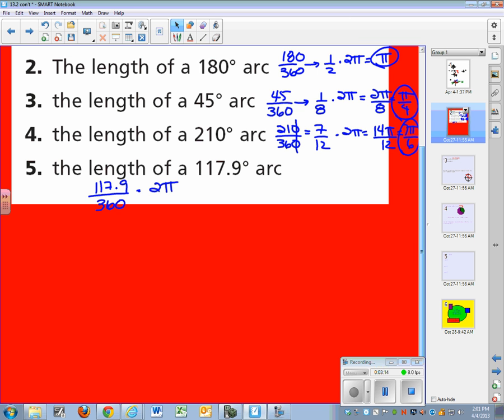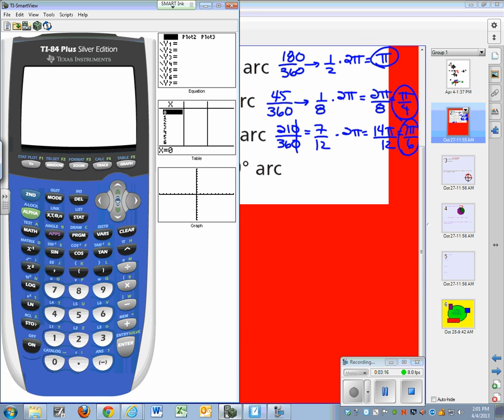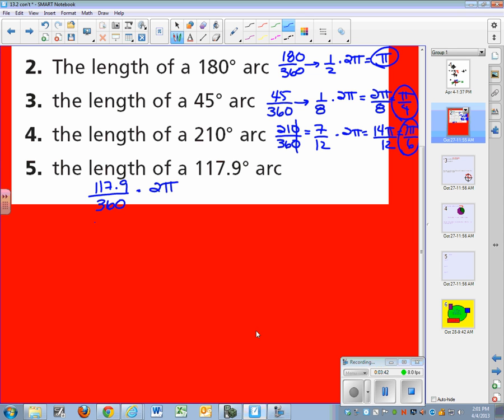Grab your calculators for a second. 117.9 divided by 360 gives me this decimal. But it'd be really nice if this was in fraction form instead of decimal form, right? So I think most of you know that you can go to math from here. And there's your fraction button right on top. I want to convert my last answer to a fraction. And so I have 131 over 400 times 2 pi. And I want to simplify that.